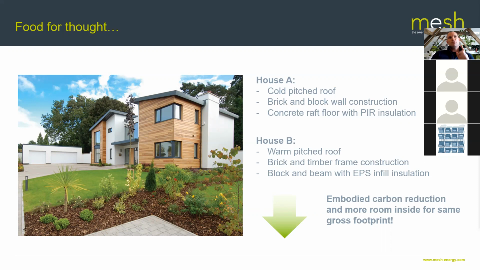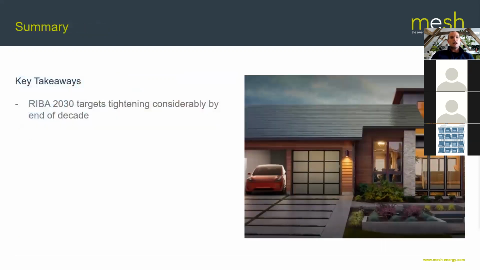The other great thing is the information that I've just shown you is fully accessible by you, and you can do this. You don't need me or my team to do this at these early stages, and I'll cover how you do that shortly. But the key takeaways here are that RIBA 2030 targets are tightening considerably by the end of the decade. And if you are designing to those targets today or in the very near future, you must get your head around what happens to U values and how embodied carbon is affected, and getting your head around methods of construction and risk-free methods of construction to make sure you tick those boxes as the bar gets higher.